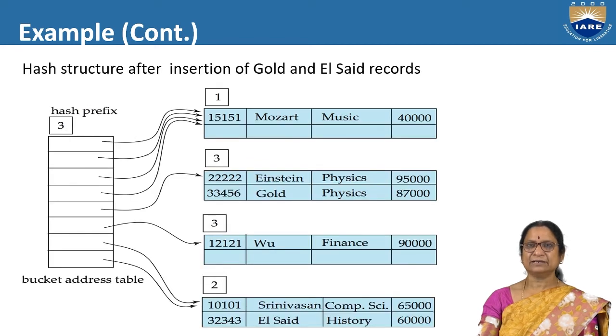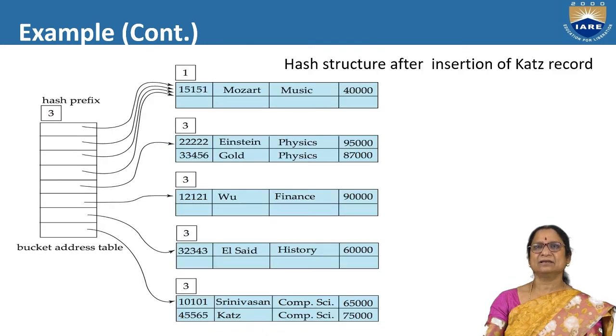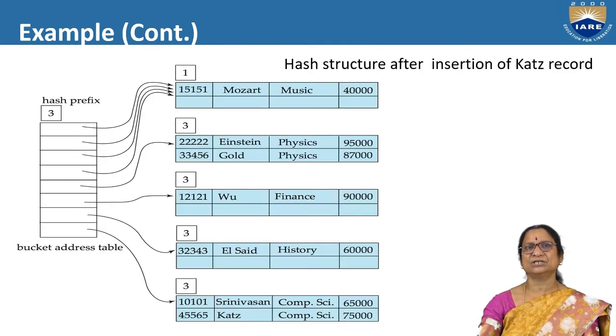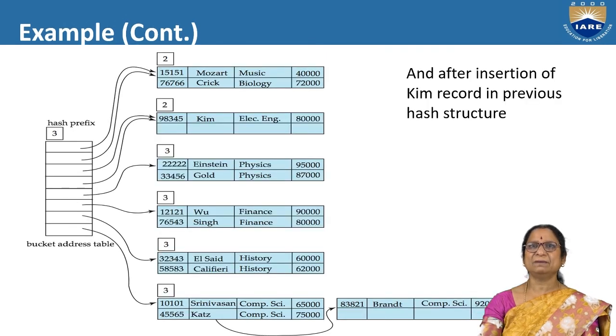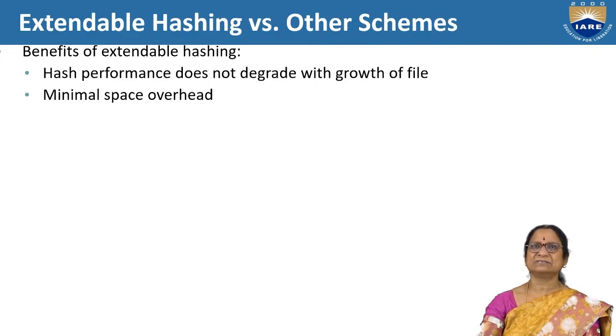Similarly, inserting another two elements, gold and EA, then automatically the records are going to be added. The hash prefix is 3 and the number of buckets is increased. That means as it keeps on changing, dynamically it changes the number of buckets. It may use the overflow concept or a splitting concept also.